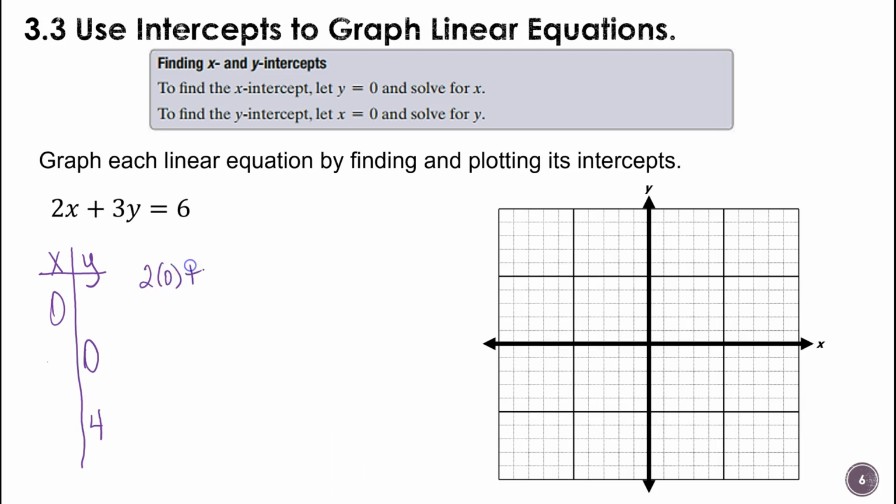2 times 0 plus 3y equals 6. And so that makes this term gone. I'm dividing by 3, and y is 2. All right, so that was my first calculation, right there.